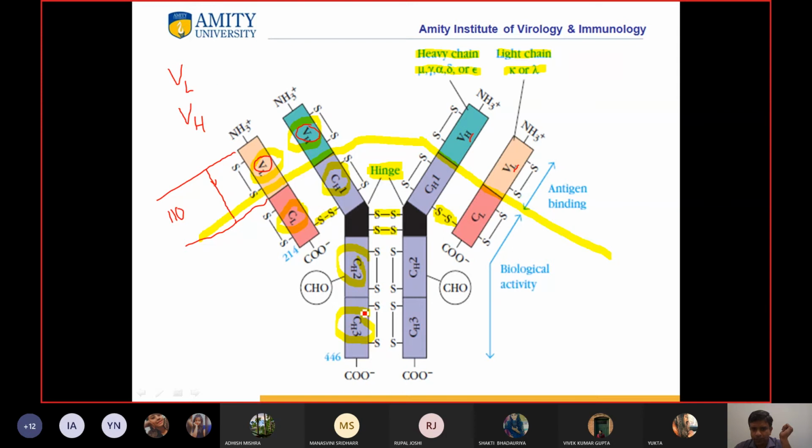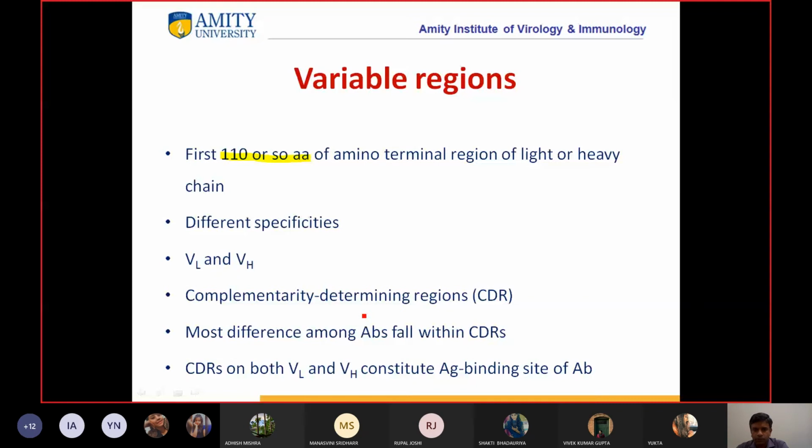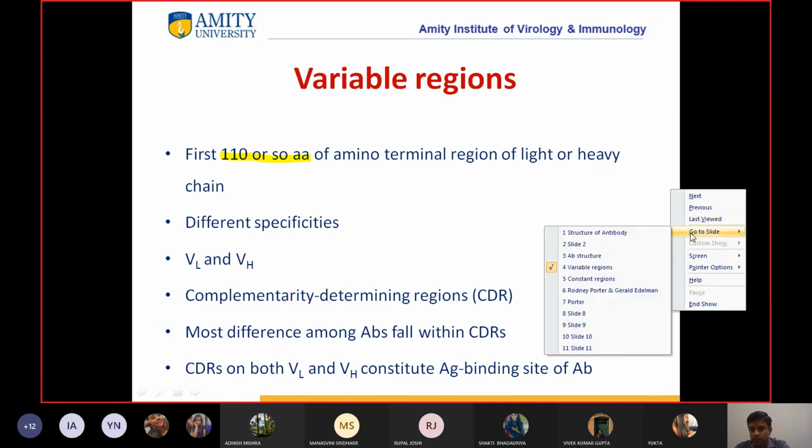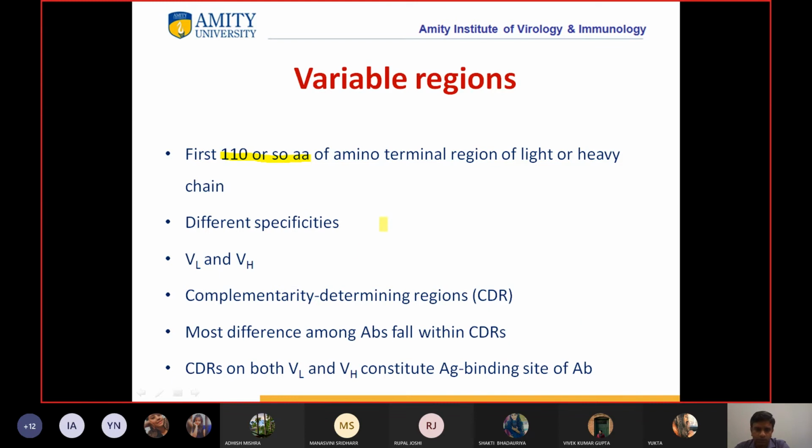See, this is a peptide chain, and it is composed of amino acids. So the first 100 or 110 amino acids, they form the first domain. All these domains are of around 100 or 110 amino acids. One domain consists of around 100 or 110 amino acids, so there are different domains here. So we have now understood what VL is and what VH is. The first 110 or so amino acids of the amino terminal region of both the light and the heavy chain are your variable regions.